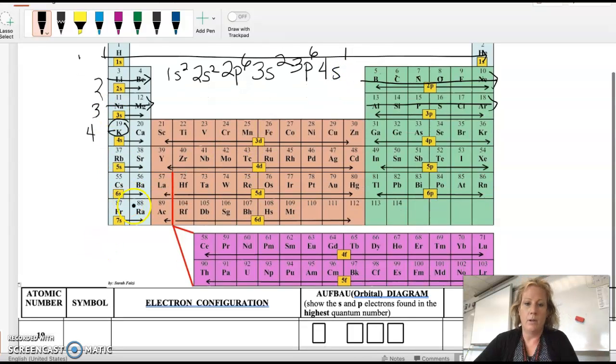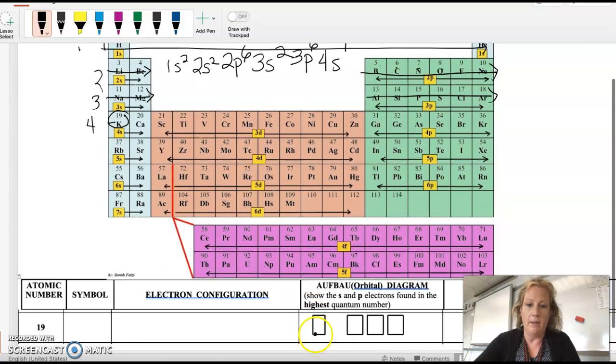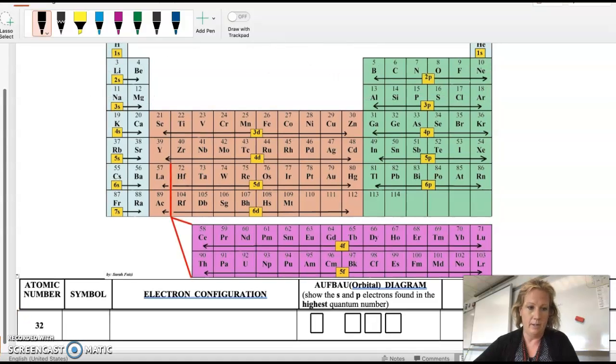So I'm not going to do this part. You would bring that down, and then this would be your highest n value is 4. s and p, there's no p. So this would be 4s and that 1 electron. Let me show you another.